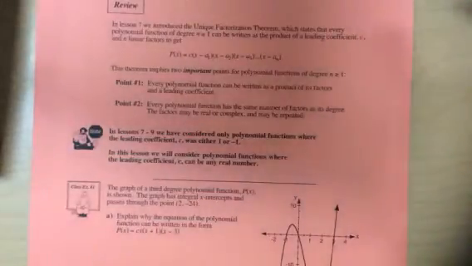Welcome to lesson number 10. This is the final lesson for this unit. We're going to talk about the unique factorization theorem and just how to use it. We talked about it a little bit in lesson 7, but remember we were only using it with coefficients of 1 or negative 1. Now, the theorem has 2 points that you need to remember.